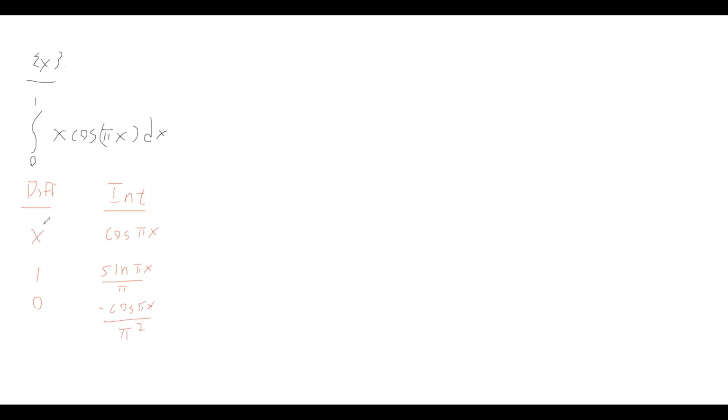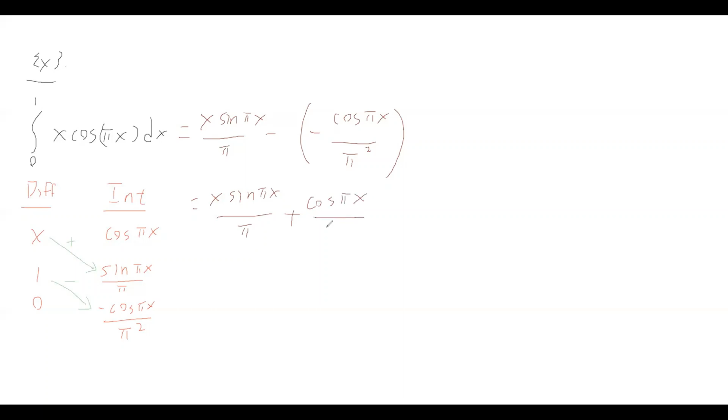Last, we just need to start from the first column, multiply down. Remember your signs, right? So positive, negative. All right. And then we can just go back to our original integral and then write equal to x times that. So that's x sine pi x over pi minus negative cosine pi x over pi square. Right? So we have two negatives. That's going to be a positive. So x sine pi x over pi plus cosine pi x over pi square.